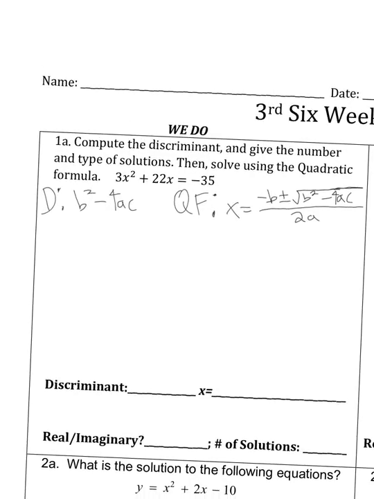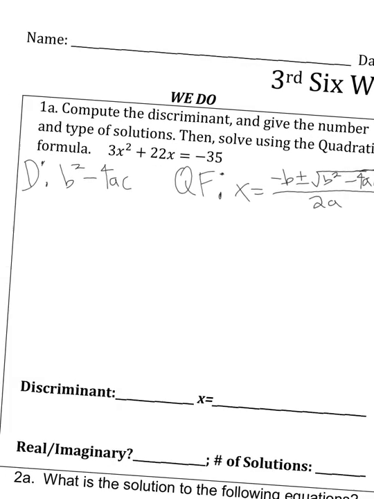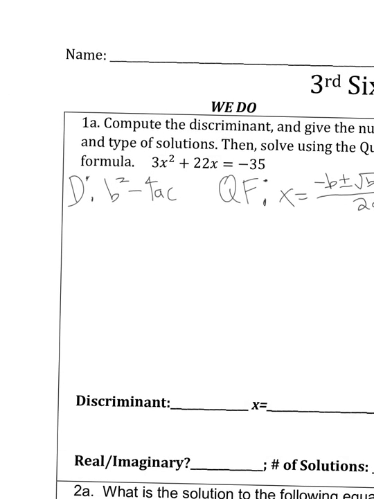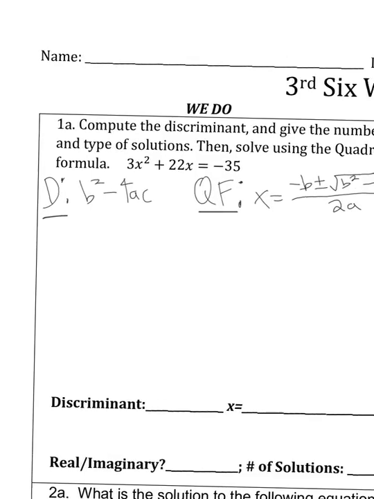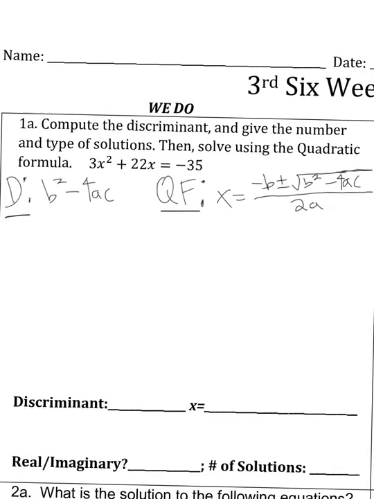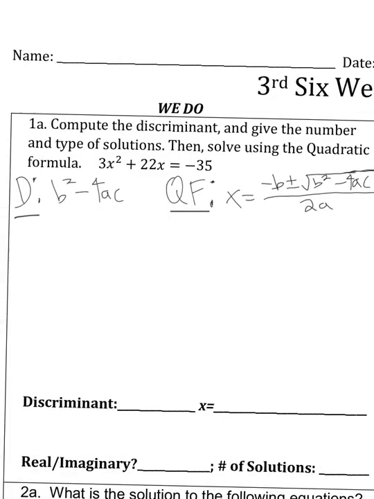Compute the discriminant and give the number and type of solutions, then solve using the quadratic formula. So you have 3x squared plus 22x equals negative 35. I wrote down the formula for the discriminant and the quadratic formula. You'll recall that the discriminant is a piece of the quadratic formula.